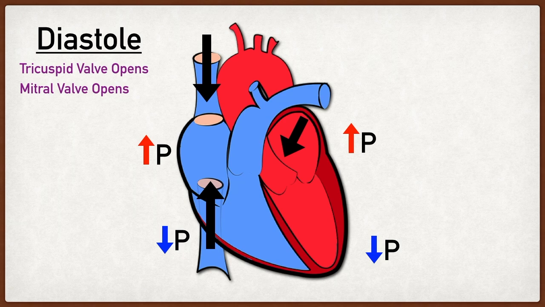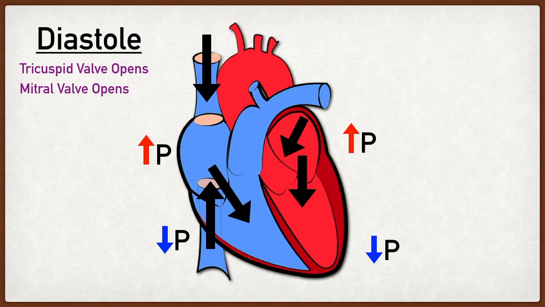Remember, the tricuspid valve sits between the right atrium and right ventricle, and the mitral valve sits between the left atrium and left ventricle. Once these valves open, the blood will flow from the atria and start filling up the ventricles because that atrial pressure is higher than the ventricular pressure. So you can see that so far, blood flow has been a result of differences in pressures in the heart. There's been no conduction or contraction taking place.